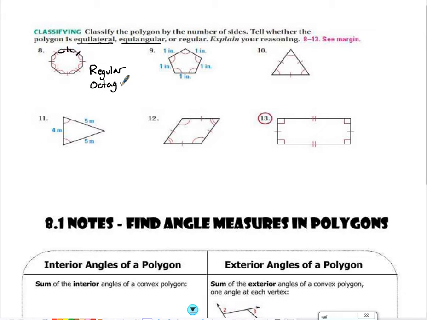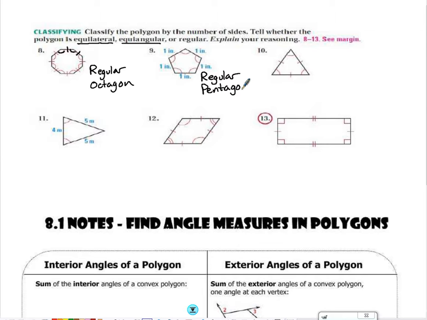Number 9, they tell me that all the side lengths of that 5-sided figure are 1 inch long, so that means all their sides are the same length. They also say that all the angles are marked as congruent. So this would also be a regular figure, and it would be a regular 5-sided figure, so that would be a regular pentagon.